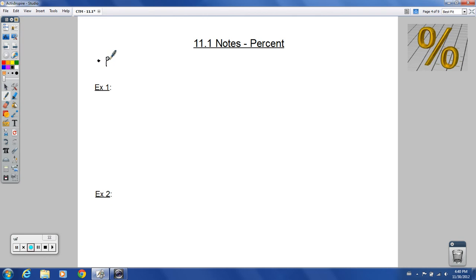So here, first of all, we will define the word percent, what it literally means, and what we do to do that. So a percent is just a ratio of some number to 100.